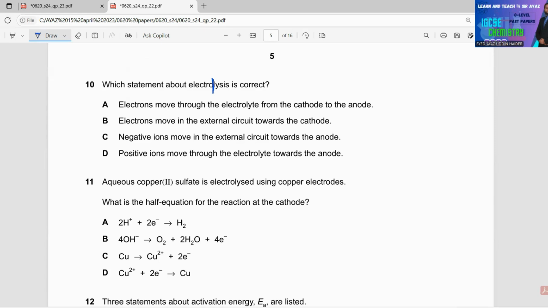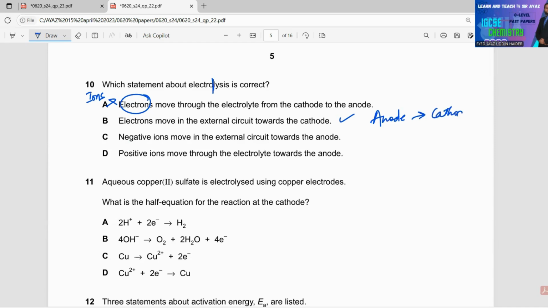Choice A says electrons move through the electrolyte from cathode to the anode. This is incorrect because electrons do not move in the electrolyte. It's ions that move through the electrolyte. Electrons move in the wire. B, electrons move in the external circuit towards the cathode. This statement looks correct to me because electrons move in the external circuit from anode to cathode.